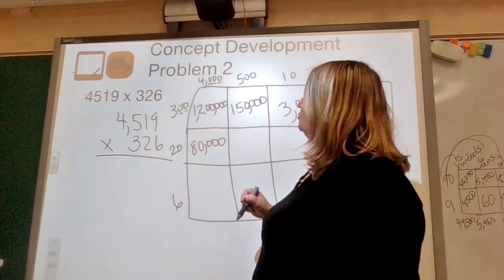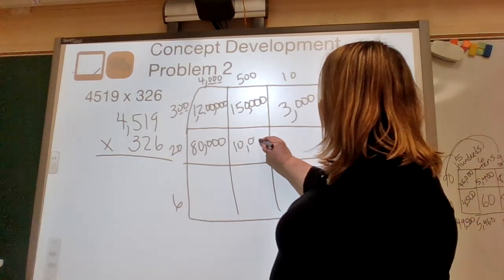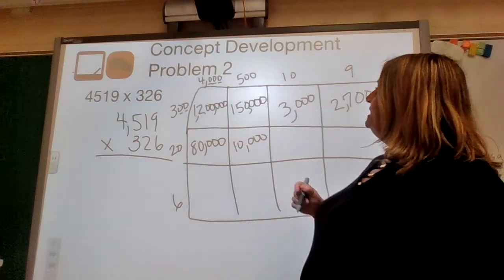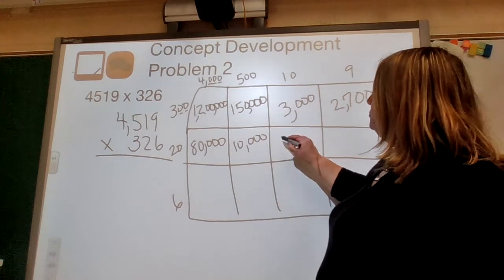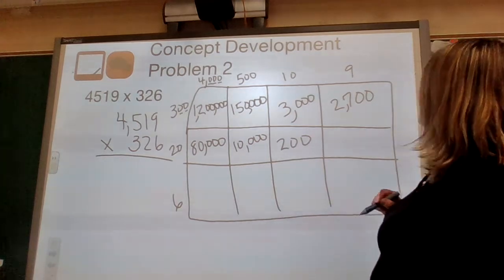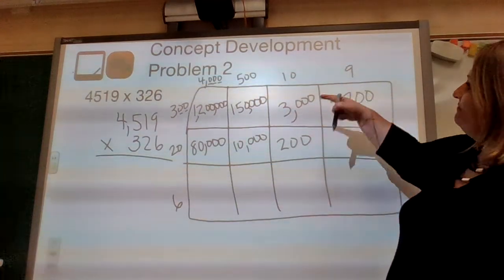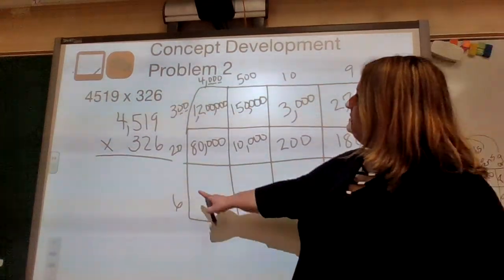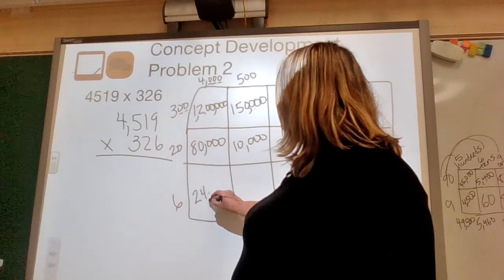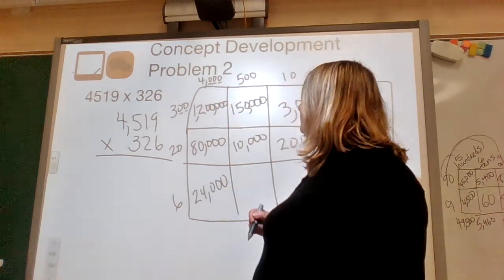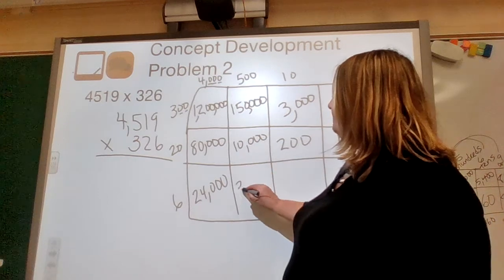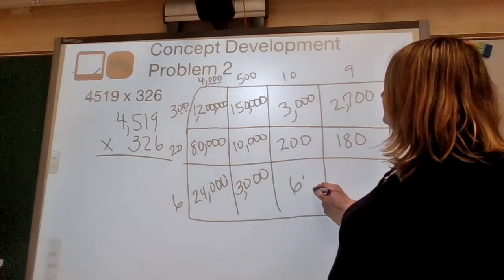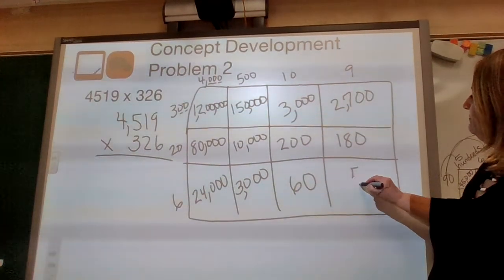Now I have 5 times 2 is 10, and I have 1,000 because 10 times 100 is 1,000. Now I have 10 times 20, and I know that 2 times 1 is 2, and I'm going to have hundreds there. Now I have 9 times 2 is 18, times 10, I have to add 1 zero. 6 times 4 is 24,000. Okay, 3 zeros there. 6 times 5 is 30, and I'm going to add 2 zeros there. 10 times 6 is 60. 9 times 6 is 54.